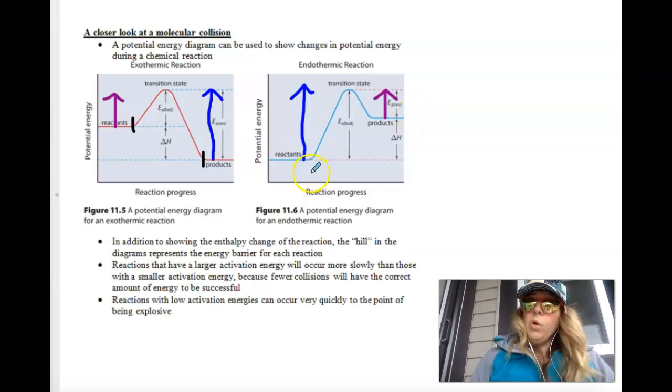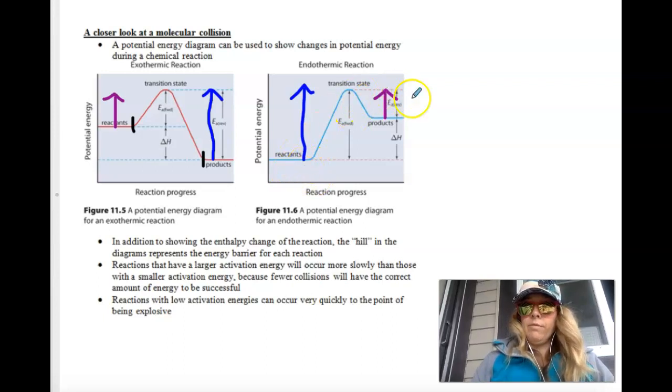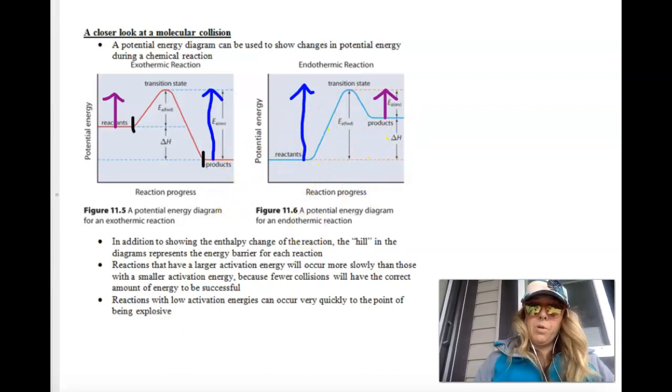So what this means is that the forward and the reverse reactions have different activation energies, which is why they'll often happen at different rates, even if we start them at the same concentrations, because of the different minimum energy requirements that they have.